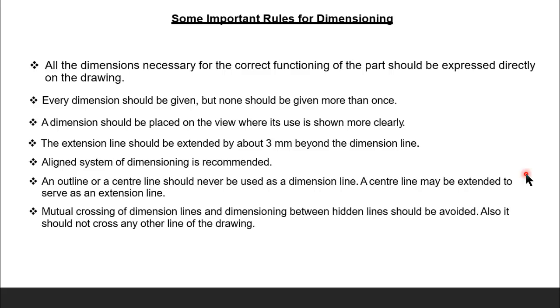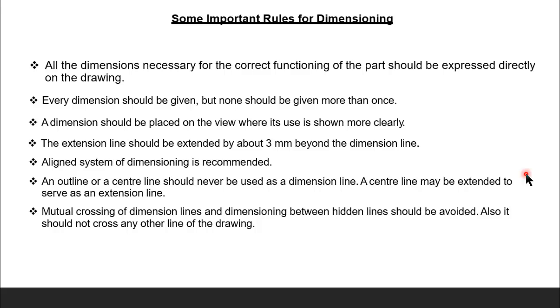Mutual crossing of dimension lines and dimensioning between hidden lines should be avoided. Also, it should not cross any other lines of the drawing. It means whenever we do dimensioning, the dimension lines should not cross each other. We need to avoid that.